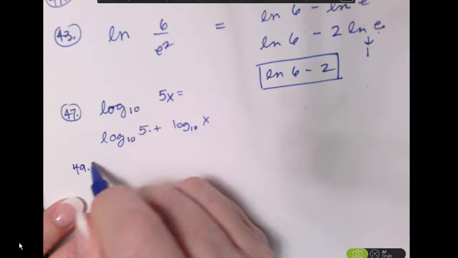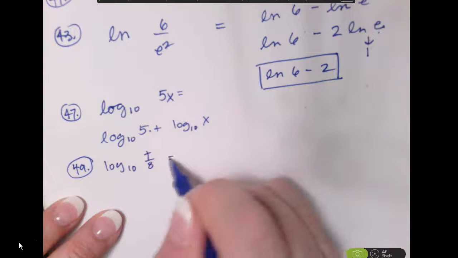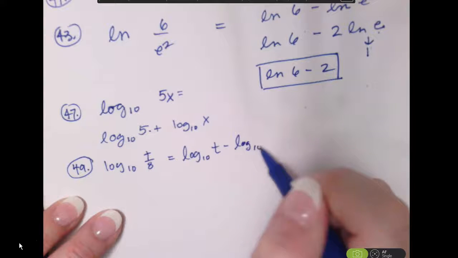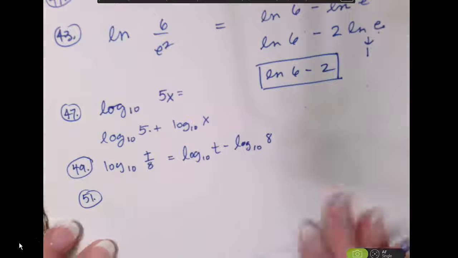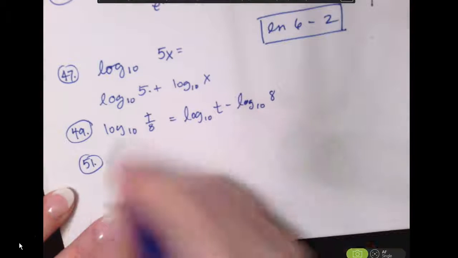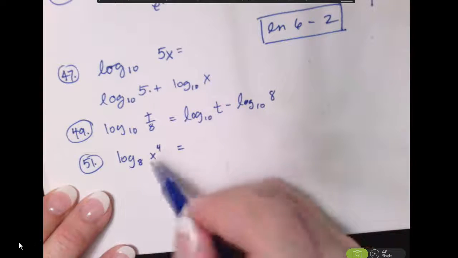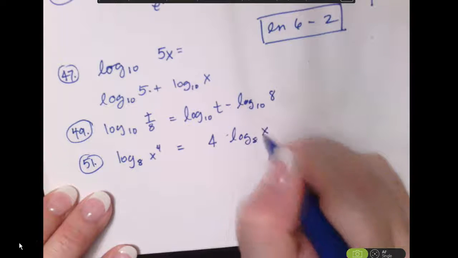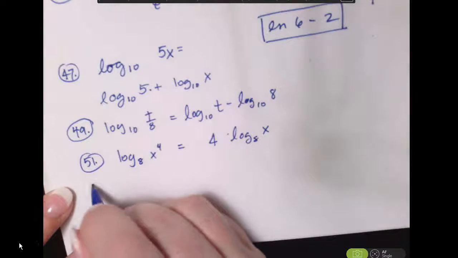Number 49, log base 10 of t over 8 equals log base 10 of t minus log base 10 of 8. So I'm just breaking these apart using the quotient property. In number 51, we've got log base 8 of x to the 4th. And so that's a power, so I'm going to take that out front. 4 times log base 8 of x.